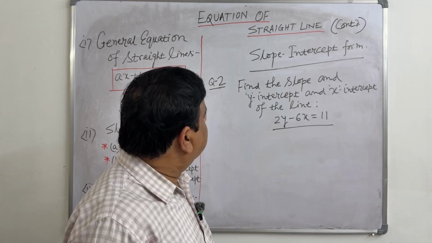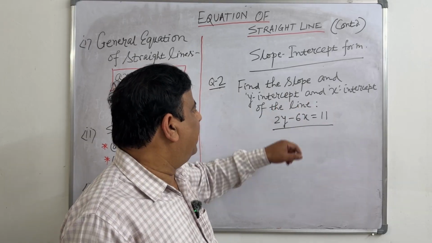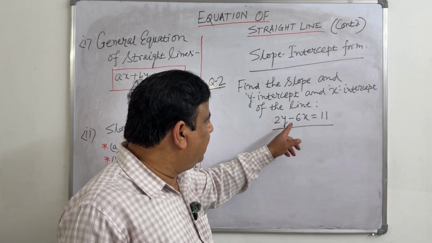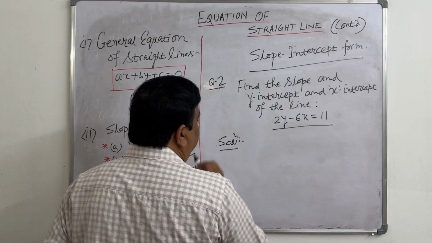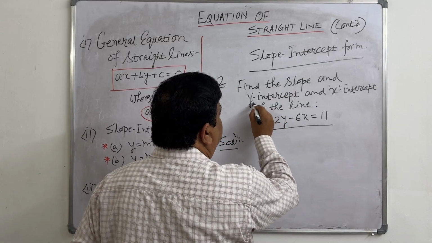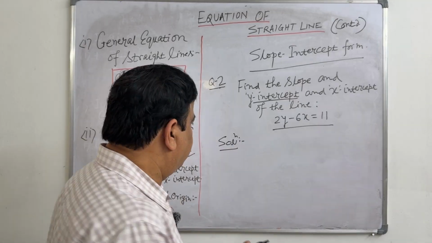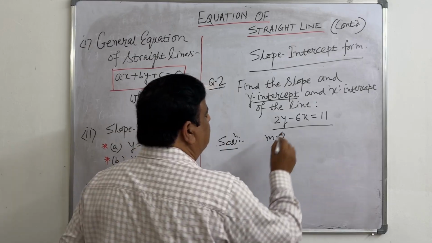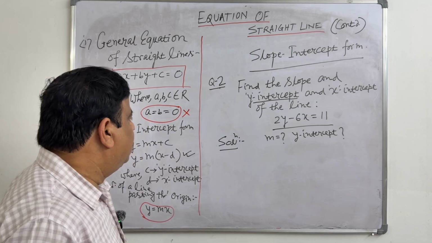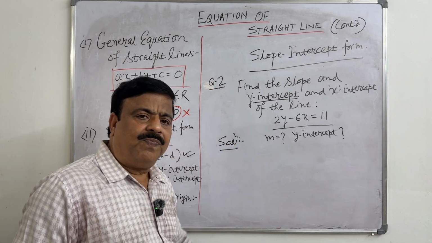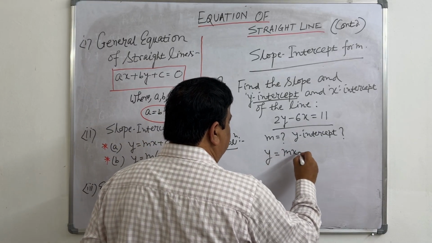This is problem 2. What is the problem? Find the slope and y-intercept and x-intercept of the line. Equation of the line is given as 2y minus 6x is equal to 11. Let's solve. So what is the solution? First, I will find the slope and y-intercept. Okay. So I have to find out the slope of this line and y-intercept. What is the slope-intercept form where intercept is y-intercept? You know, y is equal to mx plus c.